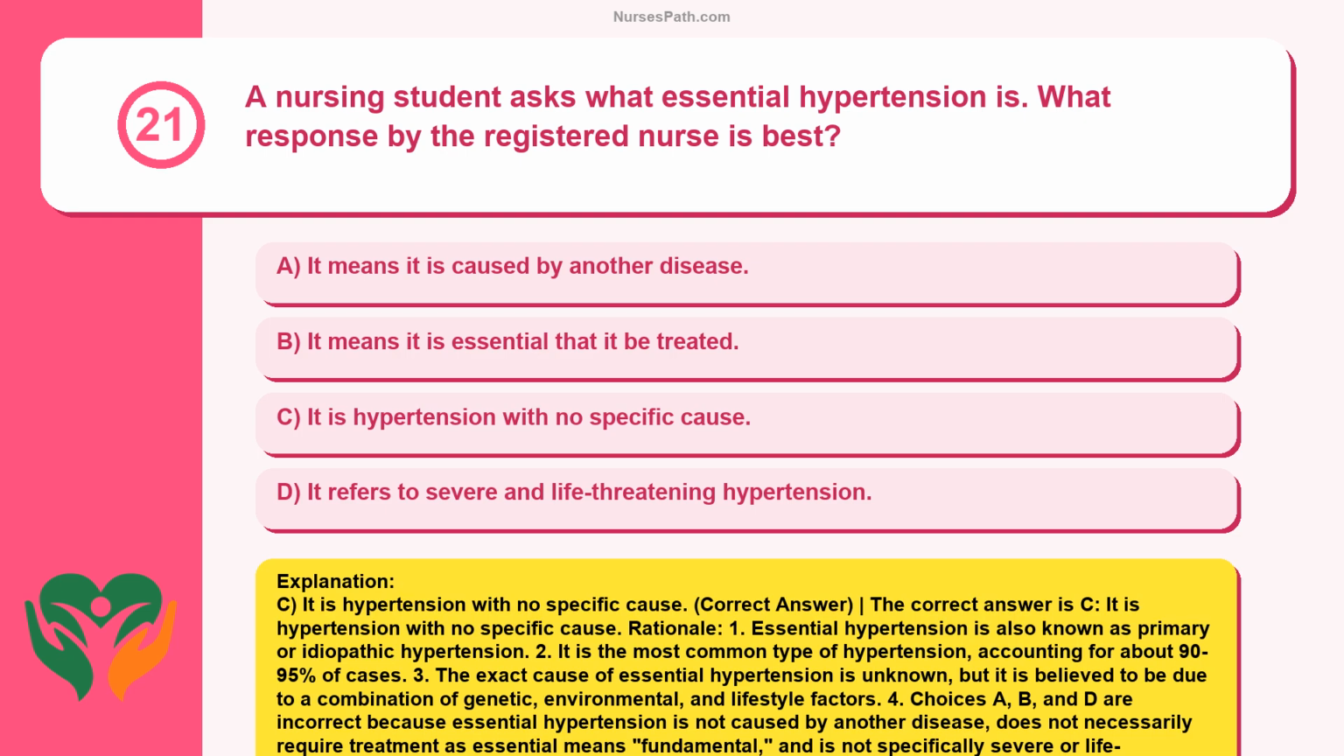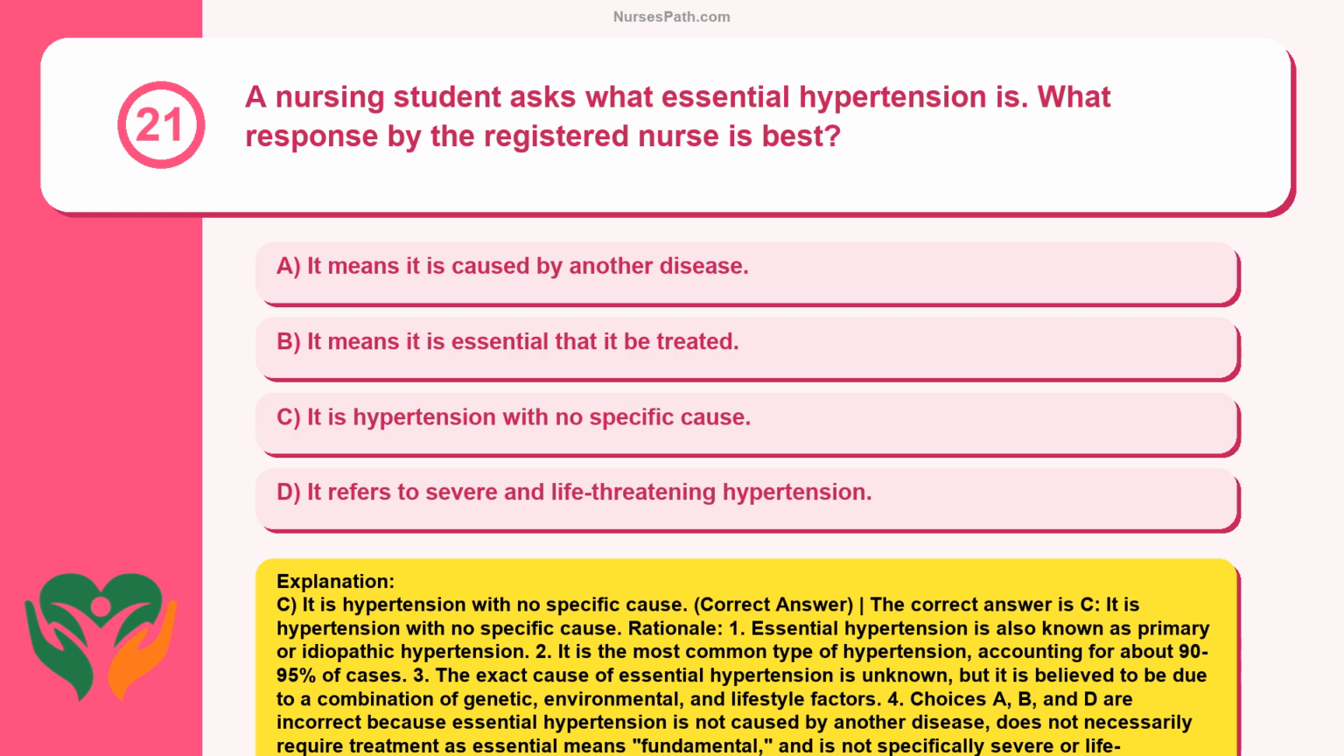C. It is hypertension with no specific cause. Correct answer. The correct answer is C. It is hypertension with no specific cause. Rationale. 1. Essential hypertension is also known as primary or idiopathic hypertension. 2. It is the most common type of hypertension, accounting for about 90 to 95% of cases. 3. The exact cause of essential hypertension is unknown, but it is believed to be due to a combination of genetic, environmental, and lifestyle factors.